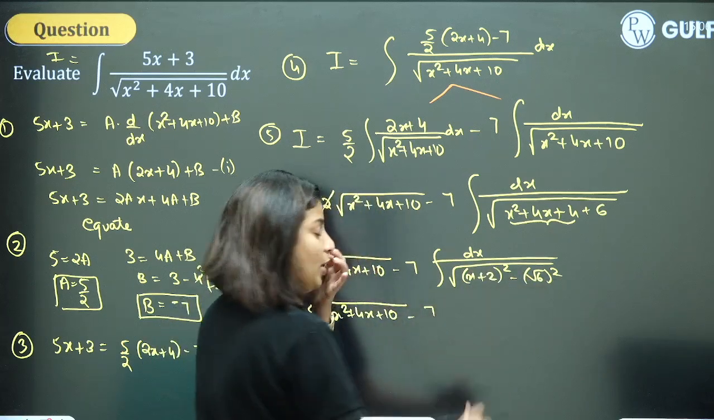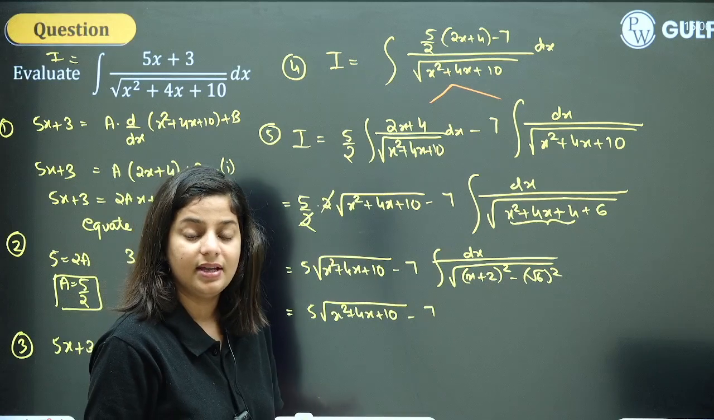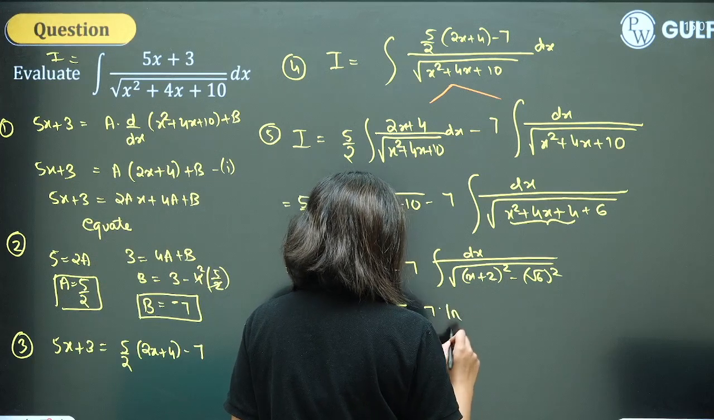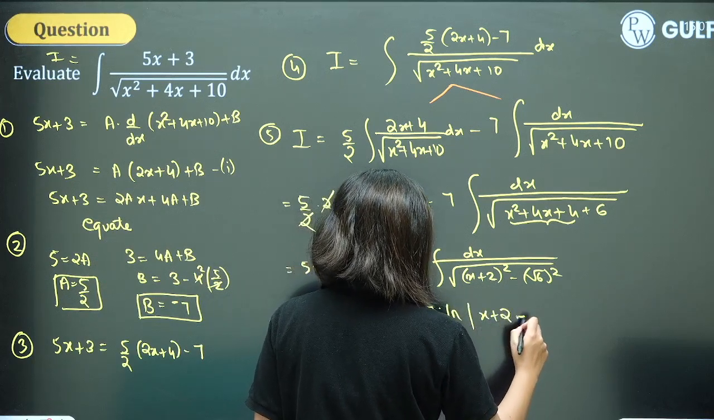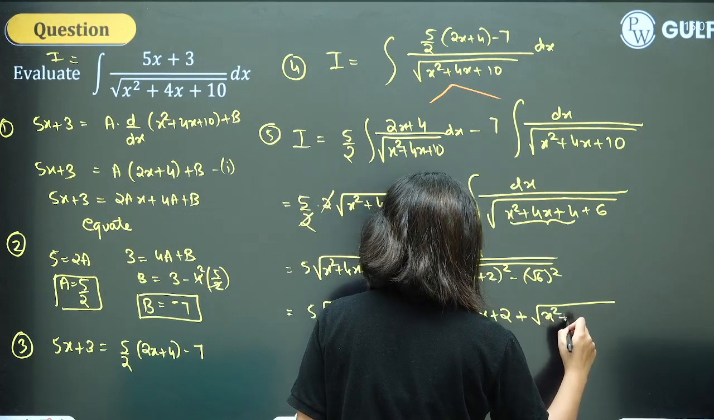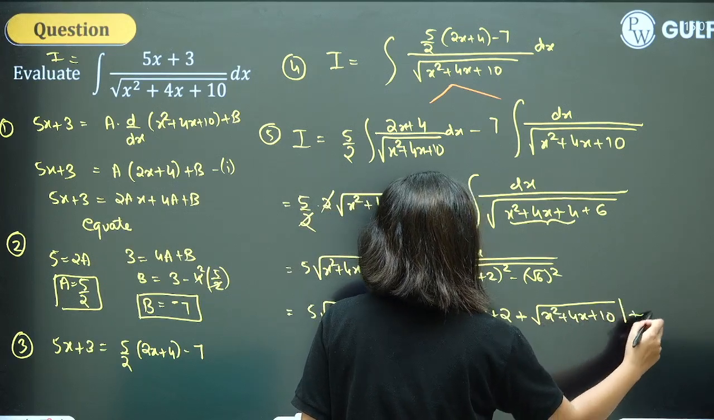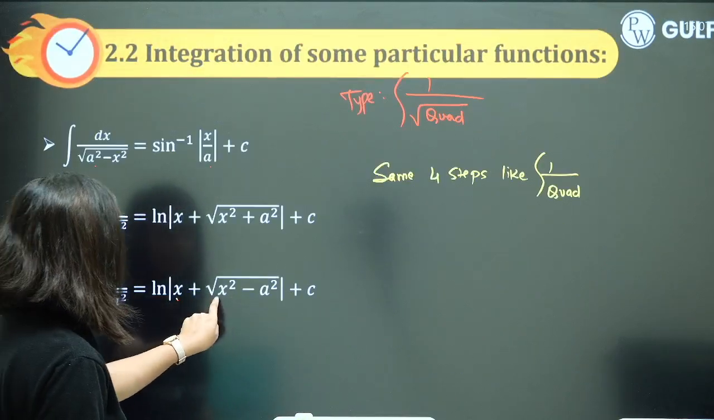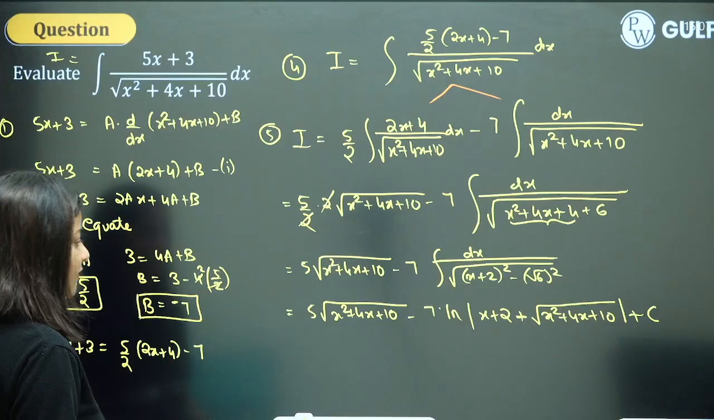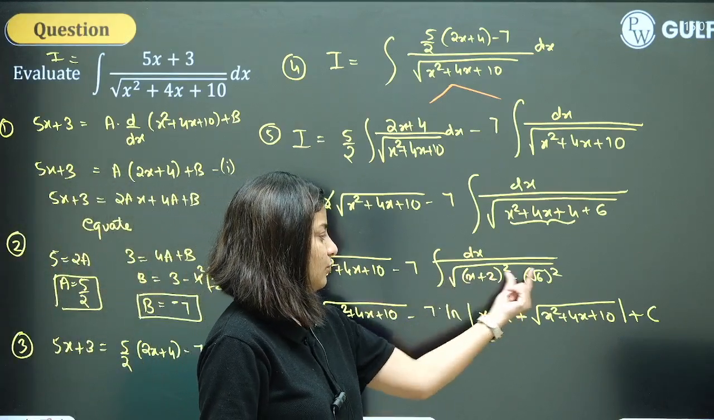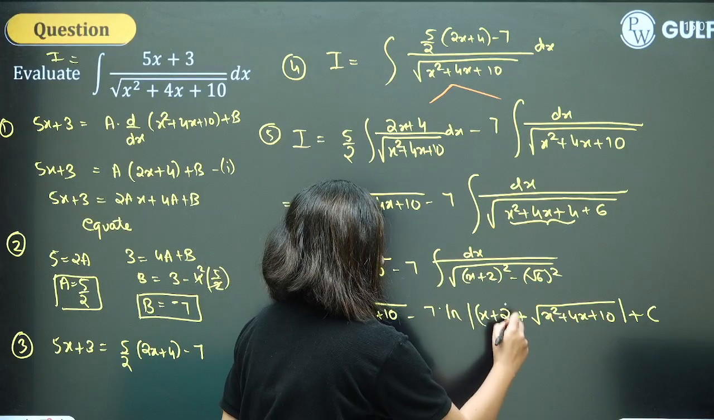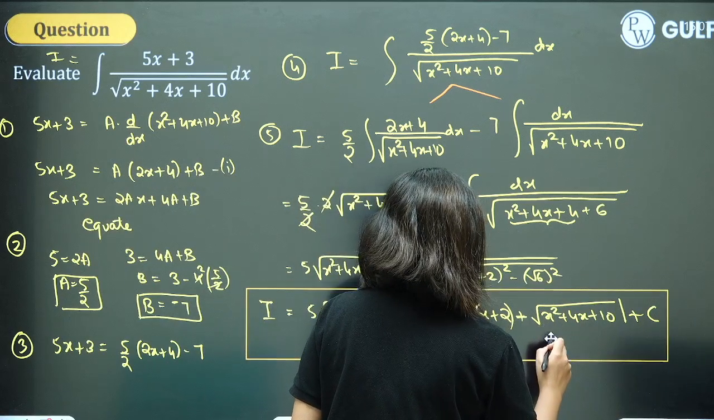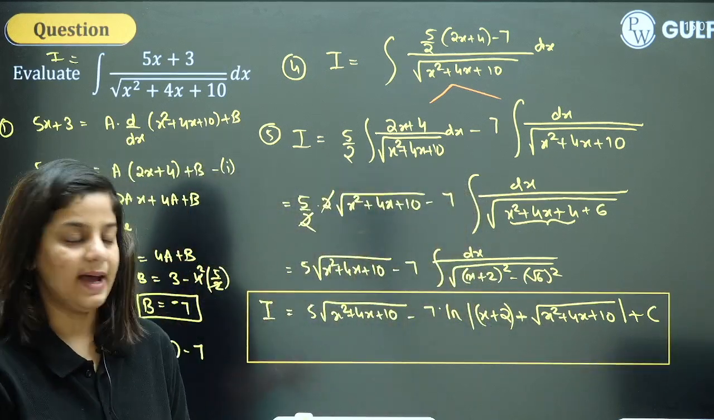The answer so far is 5 times root of x square plus 4x plus 10. Patience. 1 upon root of x square minus a square formula: 1 upon root x square minus a square is log mod of x plus the whole question. Do you remember I was saying variable plus question? How is the formula? Variable plus question. This question copied, so that's what I've done. The variable is x plus 2 and the whole thing is the question copied. That is your answer for the given integral. The question is solved, done and dusted.